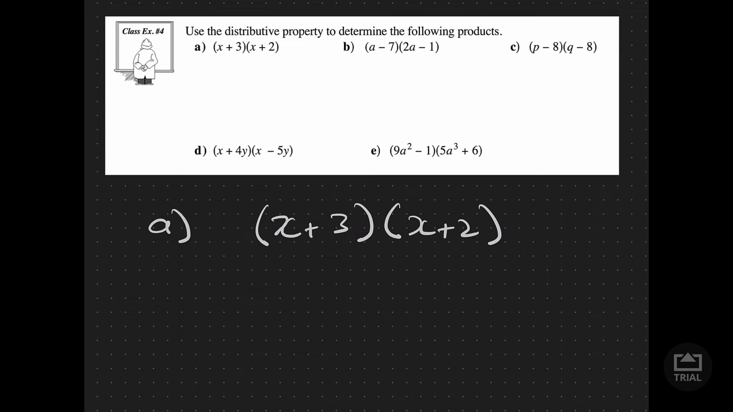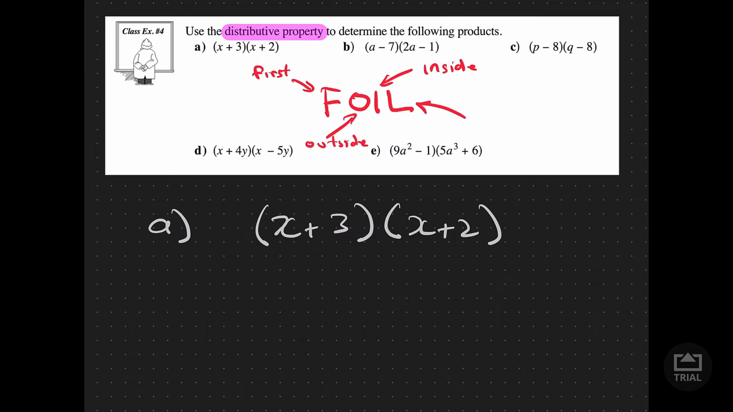All right, so in the previous demonstration, we were using an area diagram to multiply these two binomials. And now what we're going to do is use something called the distributive property. And generally, we use the term FOIL. F stands for first. The O stands for outside. The I stands for inside. And the L stands for last.